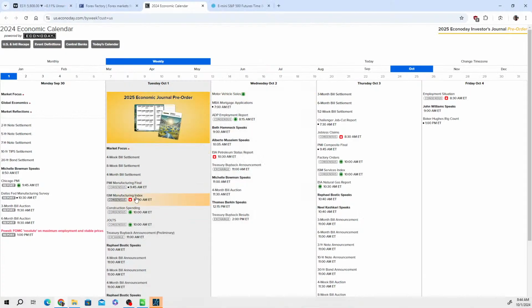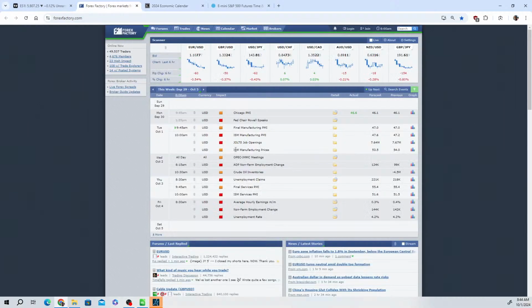So news wise, we have 9:45. I did go over news at 10 o'clock. We have a ton of news at 10. This is going to be important. We have the same amount of news here at 10. So 10 o'clock is going to be a very important time. Probably really won't be trading until I see a setup at my levels.